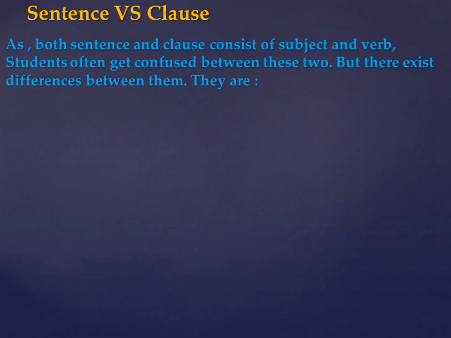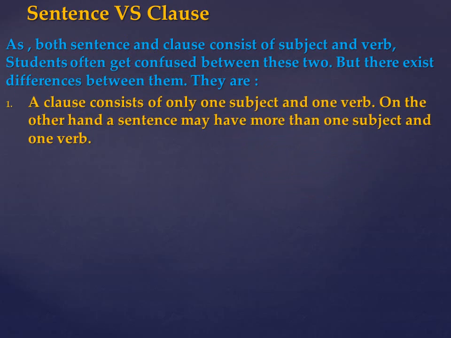Students, as both sentence and clause have subject and verb, you might be confused with this question: what is the difference between sentence and clause? Both have subject, both have verb. So what is the difference? Yes, they have differences between them. Let's learn them. A clause consists of only one subject and one verb. A clause means one single subject and one single verb.